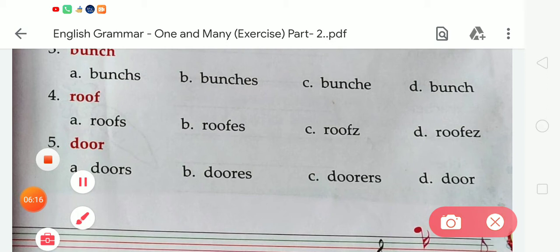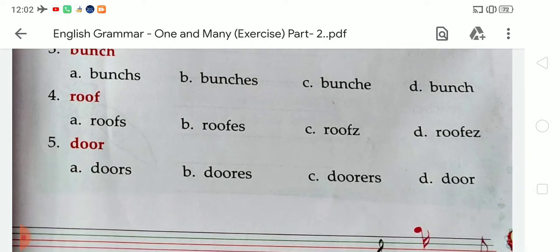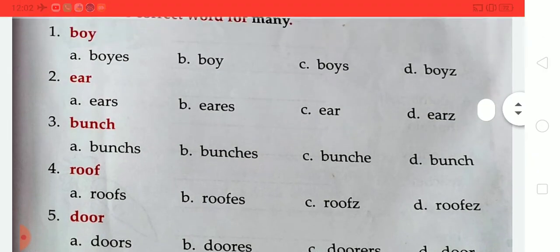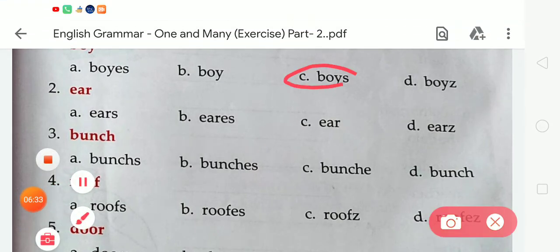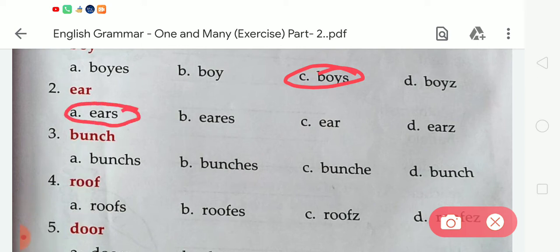So we have to circle the given option, option number A, that is doors. Okay student, one more time we are going to check. In number 1 we have to circle option number C. In second we have to circle option number A. In number 3 we have to circle option number B, that is bunches.